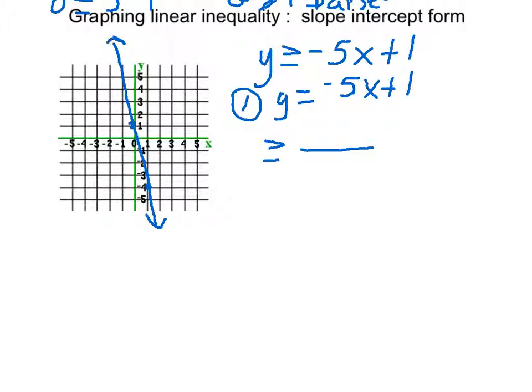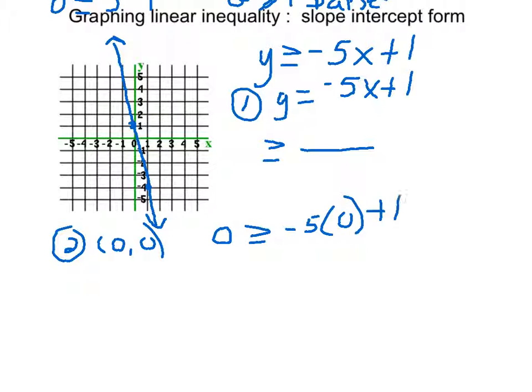Cool. And our second step, we want to plug in, this does not go through 0, 0 either. It's really close, but it doesn't quite. So we're going to plug in 0 is greater than or equal to negative 5 times 0 plus 1. When I PEMDAS this side, negative 5 times 0 is 0. Is 0 greater than or equal to 1? No, this is false. So I tested this point, it's false, so I need to shade all the way on this side here. And that's it.